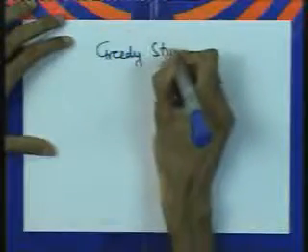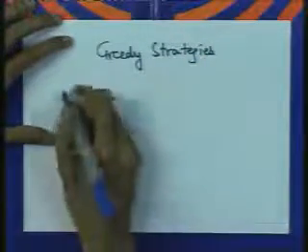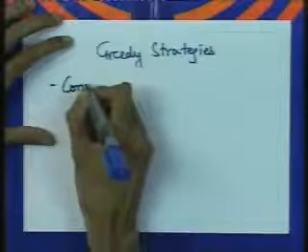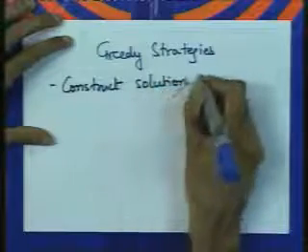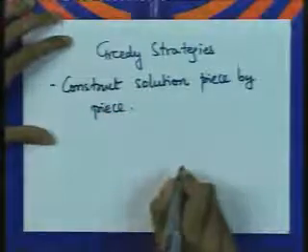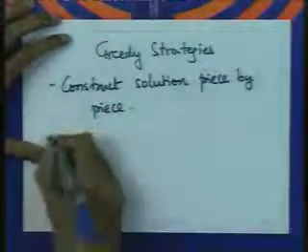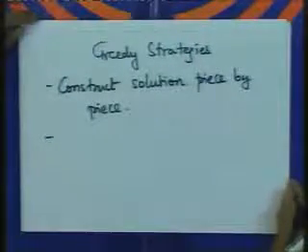So, greedy strategies for algorithm design. The main point is you somehow construct your solution piece by piece. Two things are important. One is, what is the next piece of your solution? That's the crucial question that you have to answer. And once you answer this question, you just put it around in a loop and you get your algorithm.